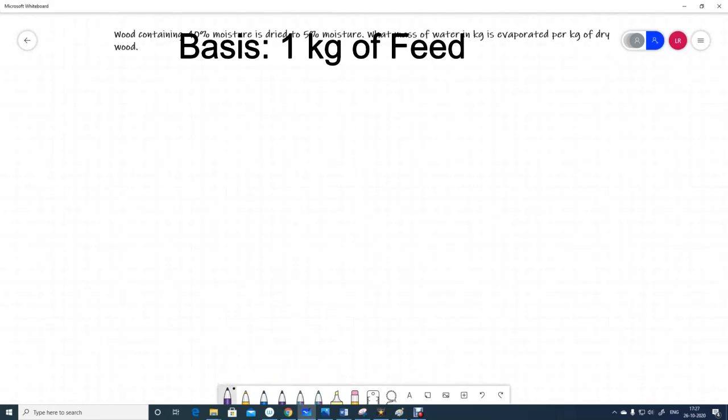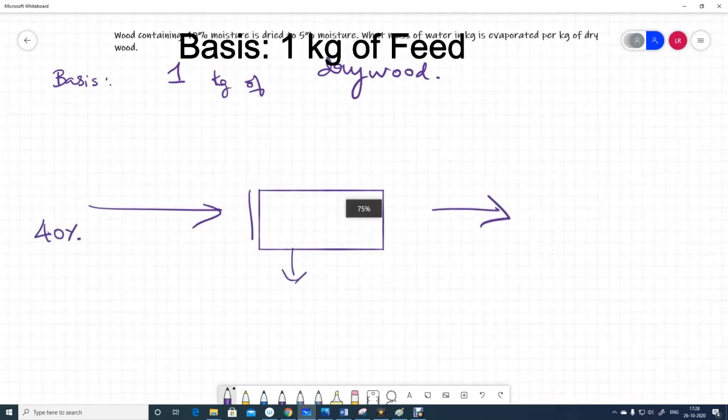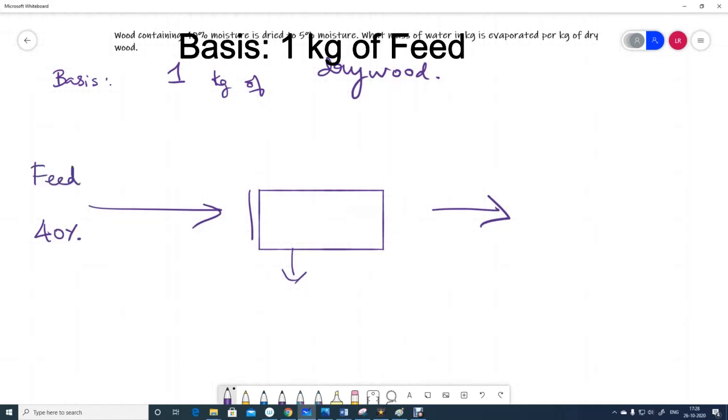Actually there are two ways to solve this problem. Either you can consider 1 kg of dry wood as the basis, or 1 kg of feed as the basis. Here I am going to use 1 kg of feed as the basis, because moisture content is given as 40%, so it is easier if I consider 1 kg of feed. So we have a feed stream, a product stream, and then evaporation of water, which is separated out from the system. The feed contains 40% moisture, and the product has a moisture content of 5%.